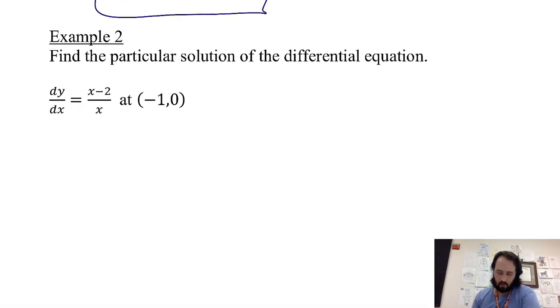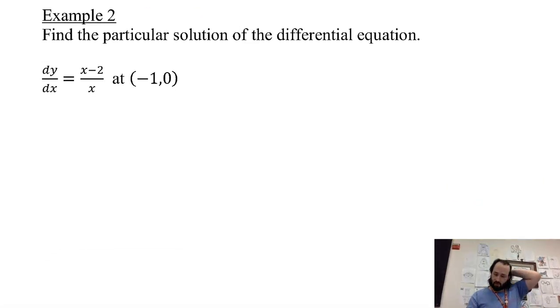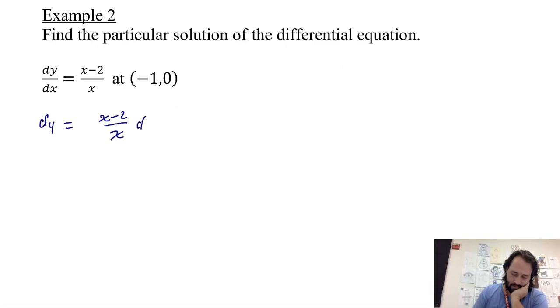Alrighty. Okay, find the particular solution of the differential equation. So what I would do is I would do a separation of variables here first, and I would multiply up that dx. So dy equals x minus 2 over x dx, such that now I can take the integral of both sides, such that this is y plus some constant 1.